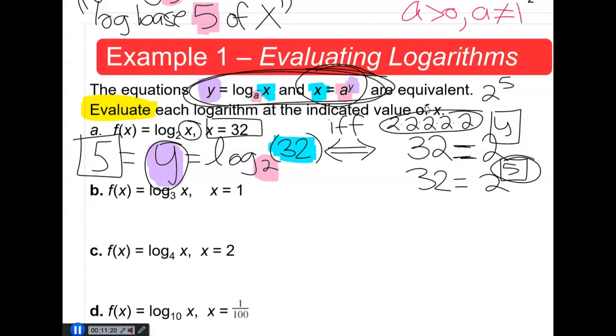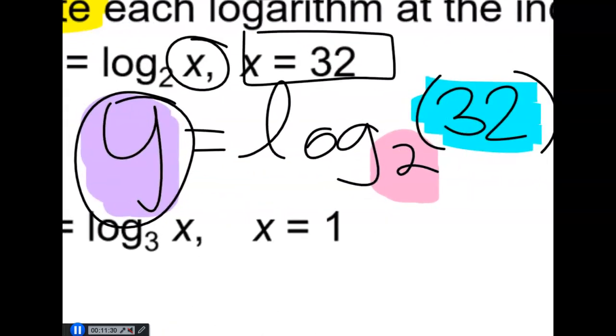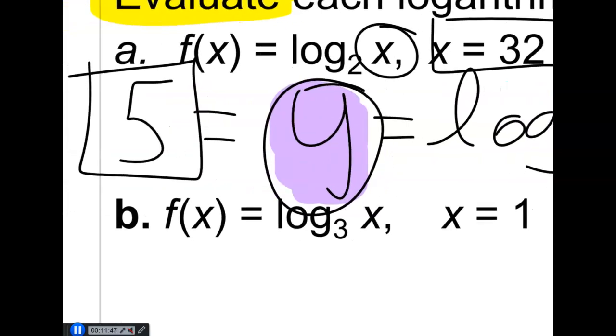So we could also think of it like if we didn't have this side and we just had this expression here, we could think of it this way. To what power do I need to raise 2 so that I get 32? And the answer is what we had here, 5.